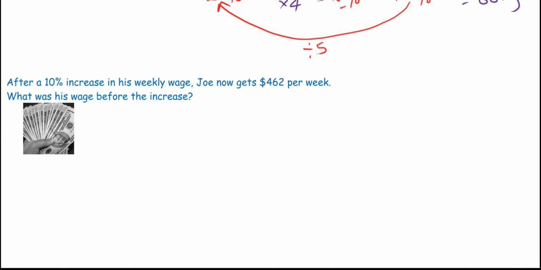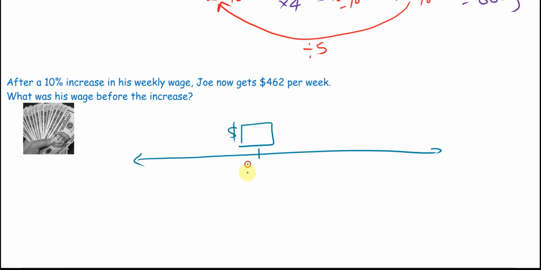After a 10% increase in his weekly wage, Joe now gets $462 per week. What was his wage before the increase? Okay, so he gets a 10% increase in his weekly wage. So what was his wage before? Well, we don't know what it was, so let's just place a box there. But what we do know is that that was his original wage, and we call that the 100% amount. Because there's been an increase in his wage, this is referring to his original wage.